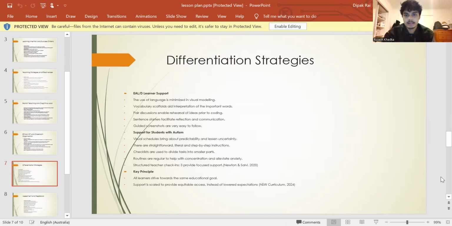Let's talk about the differentiation strategies. Differentiation strategies are followed based on the support of various learning needs, with the aim of ensuring similar learning outcomes. Visual aids, vocabulary scaffolds, and pre-teaching build language development in EAL/D students. Students with autism need predictability and less cognitive load in the form of structured routines, step-by-step instructions, and visual supports. These strategies guarantee fair access to education and active involvement of all students.